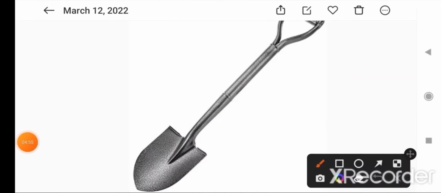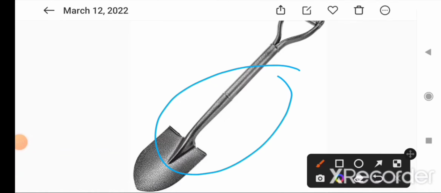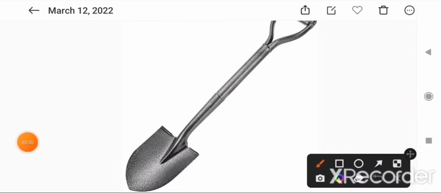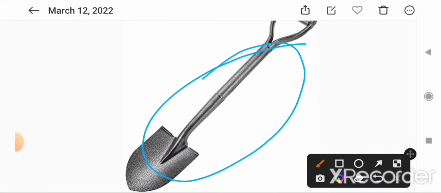This is called the shovel. You already know it, or you have observed it in a garden, or if you have visited a village you have seen this type of tool. This is called the shovel, used in the agricultural field for removing weeds as well as lowering and raising the soil. So this is called the shovel. It is used in the agricultural field.